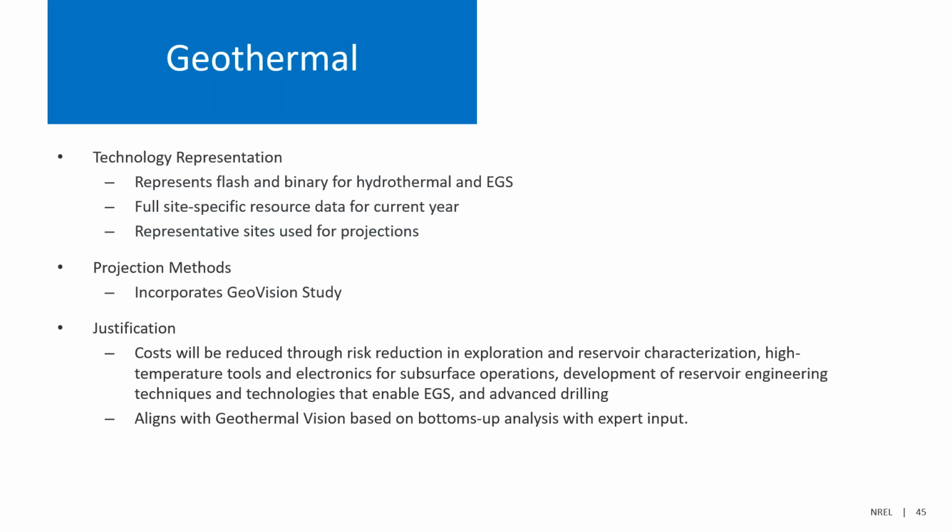For each of those, there are two types of surface technology. There's a flash plant, which uses either direct steam or generates steam from a steam hot water mixture from a turbine, or a binary plant, which is an organic Rankine cycle.